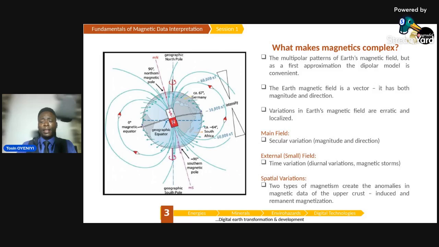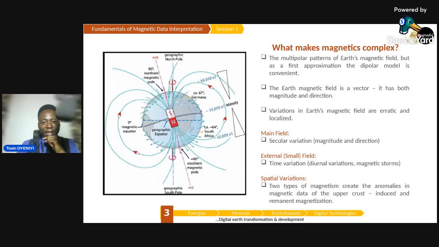Now, the second question: what makes magnetics complex? You have another picture on my own screen, at the left hand side, and this is more complex than what we saw earlier concerning the Earth magnetic field.